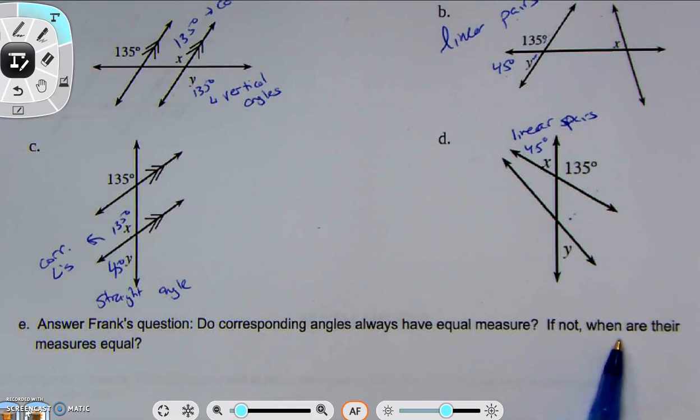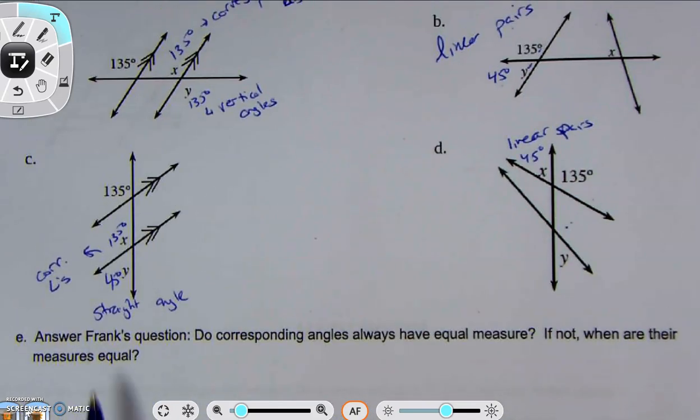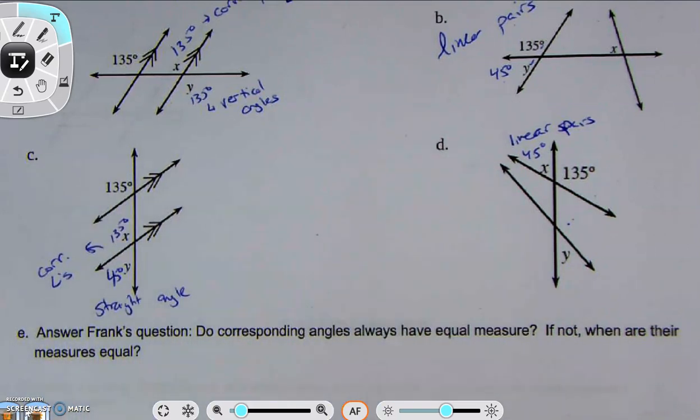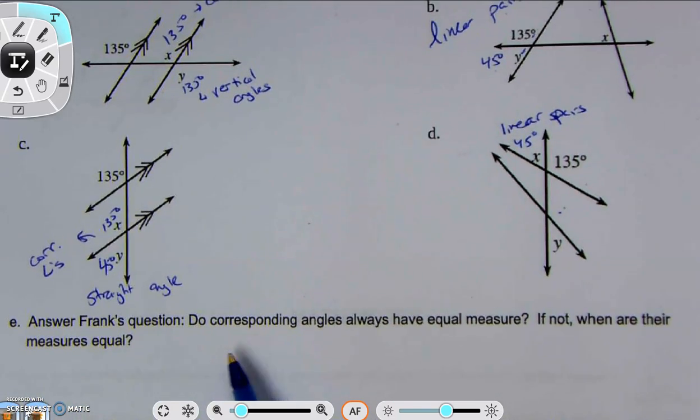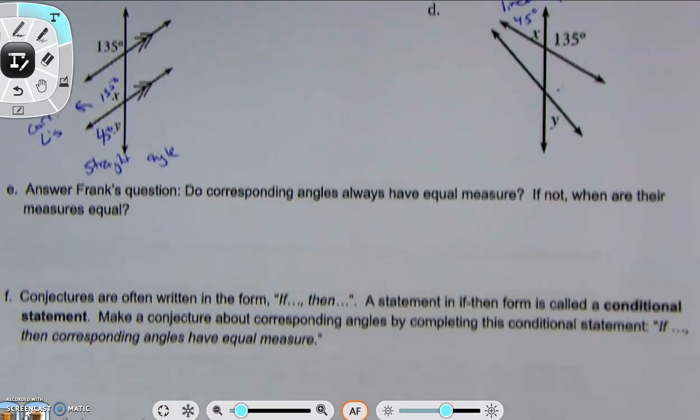They're only going to be equal when we have what kind of lines? So look at what kind of lines we have over here versus what kind of lines we have over here, and that's what we can write for this particular answer right here. So I'll let you go ahead and figure that out and write that in.